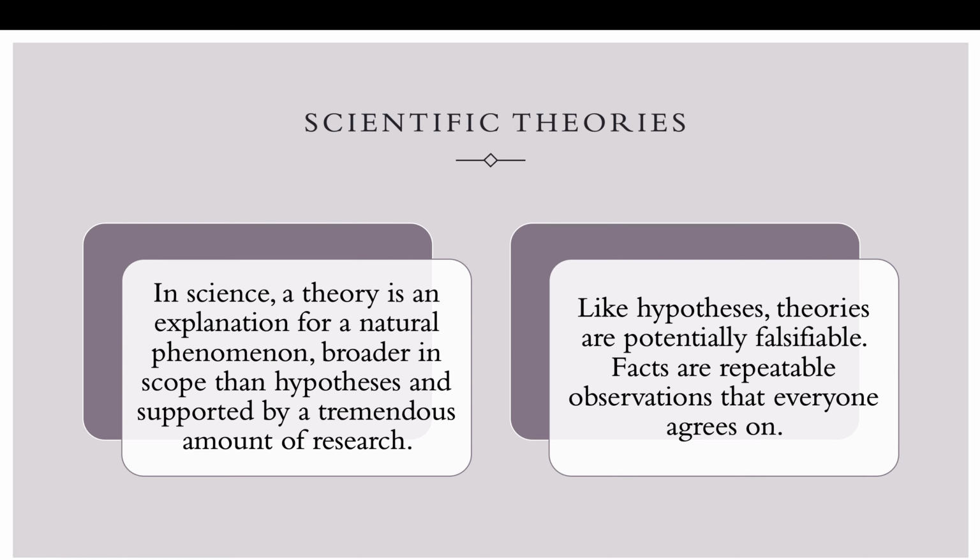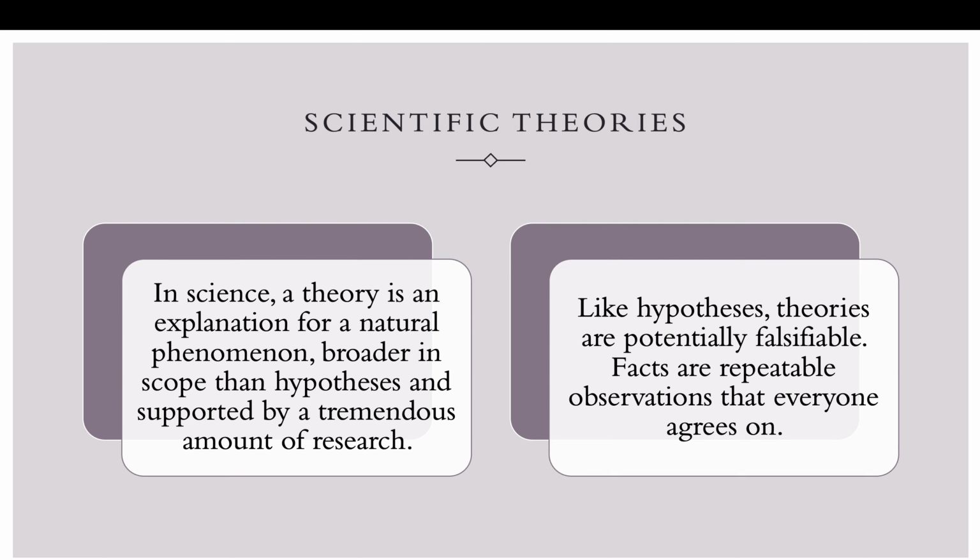So scientific theories are different than hypotheses. In science, a theory is an explanation for a natural phenomenon broader in scope than hypotheses and supported by a tremendous amount of research. Many people can have different hypotheses about a natural phenomenon, but a theory comes from many of those hypotheses coming together to prove something to be correct in a sense. And like I said in the last slide, we don't like to use the term correct, we like to use the terms validated or supported. So a theory is a very highly validated or supported larger reasoning for a natural phenomenon.